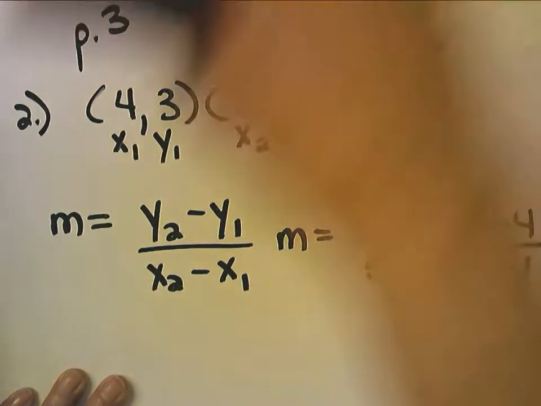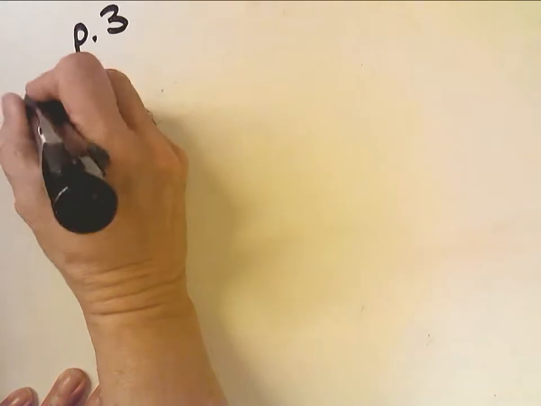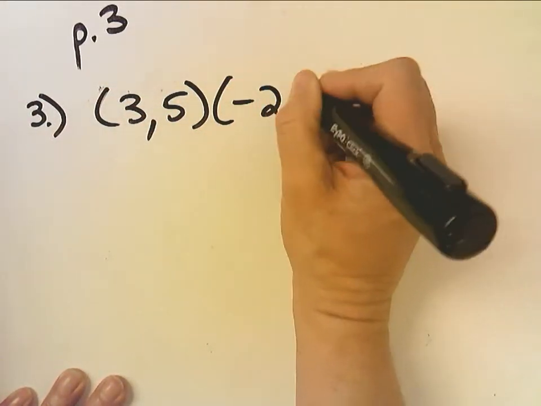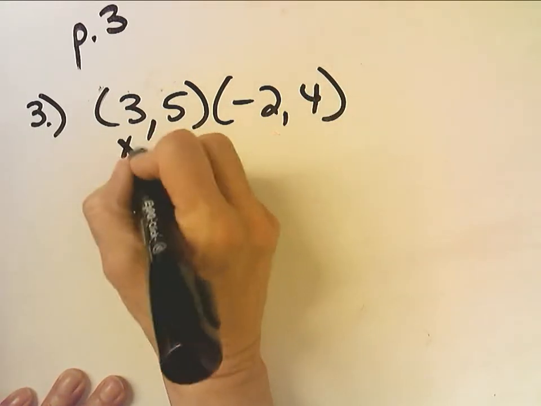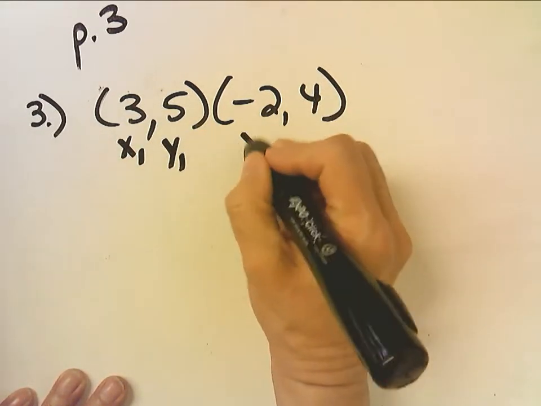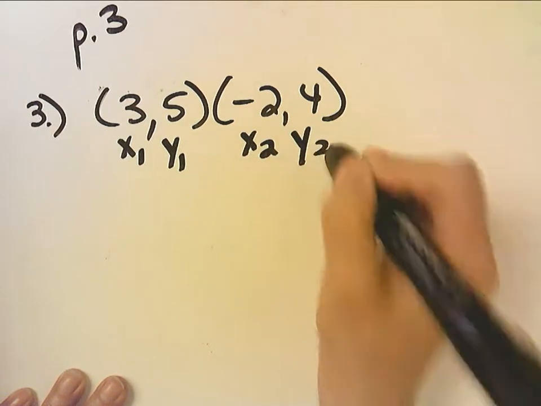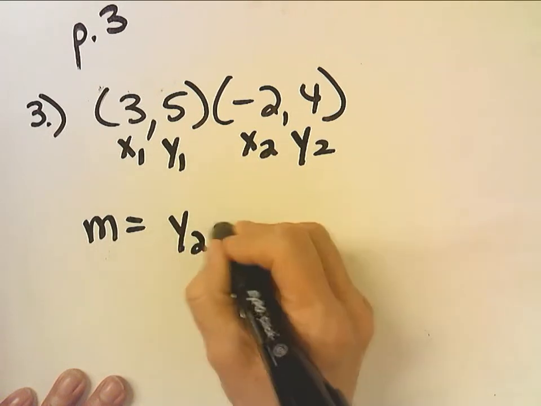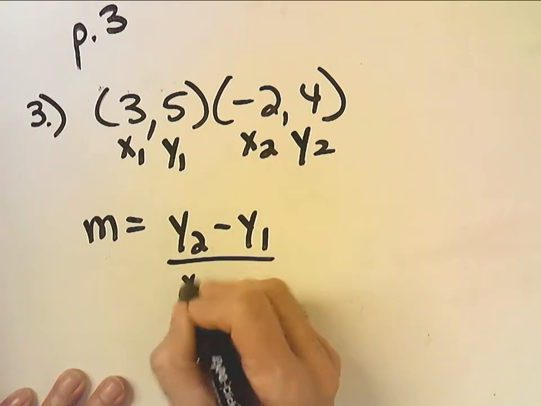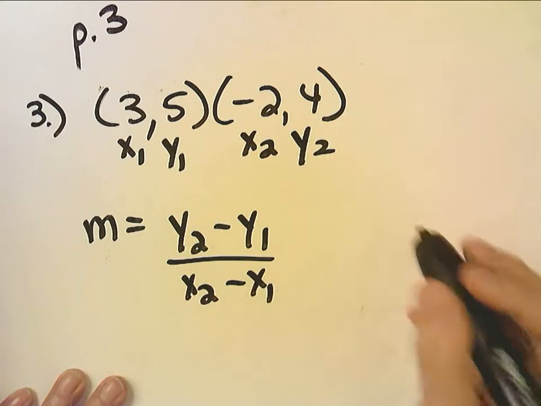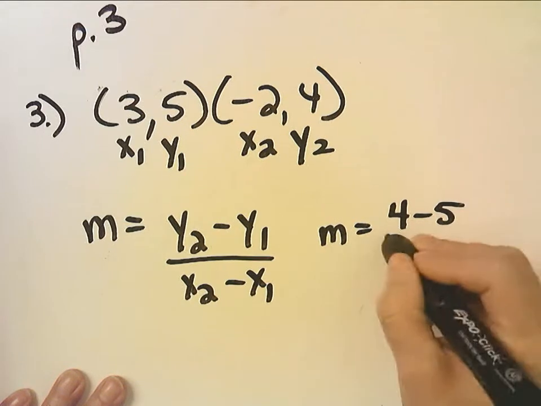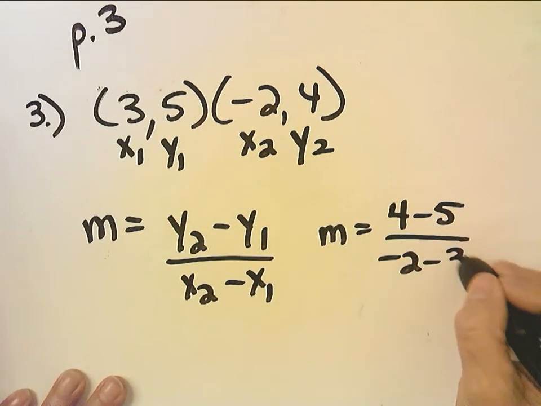Okay, now let's do number 3. Number 3 gives you 2 points: (3, 5) and (-2, 4). We label the first point x sub 1, y sub 1, the second point x sub 2, y sub 2. We write the slope formula: m equals y sub 2 minus y sub 1 over x sub 2 minus x sub 1. Then I substitute. M equals 4 minus 5 over negative 2 minus 3.